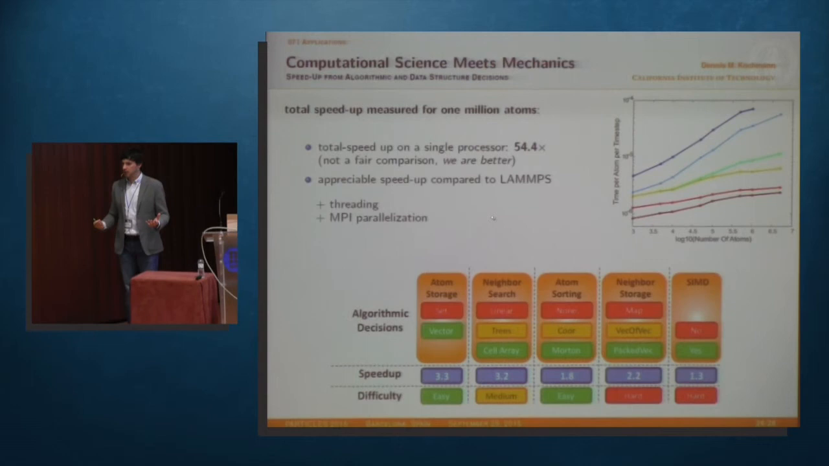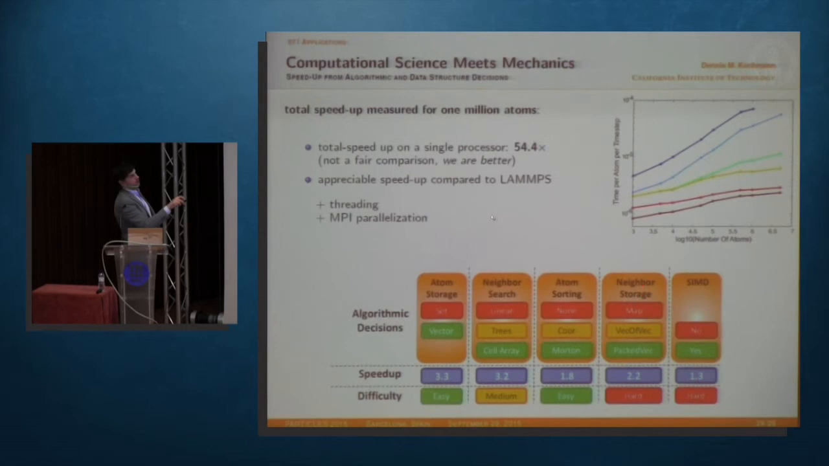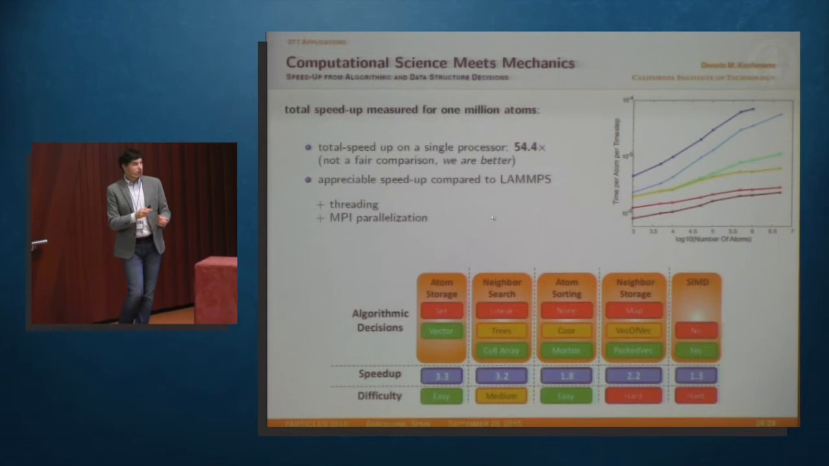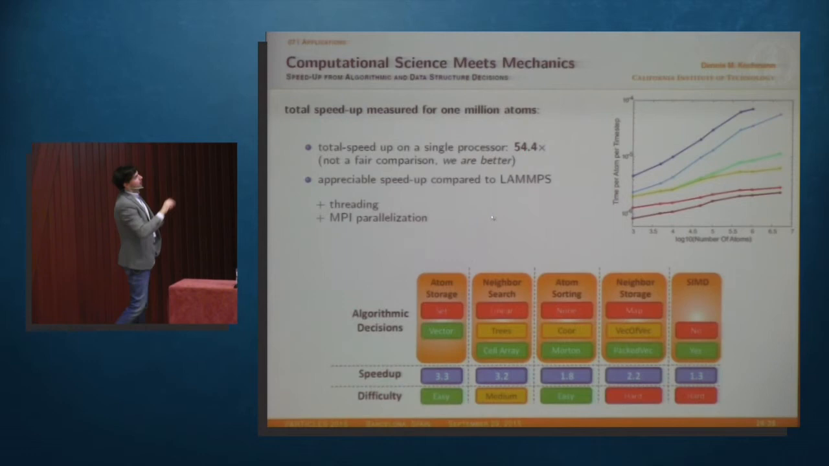How do we search for neighbors? How do we sort the neighbors? How do we store them in memory? How do we compute distances between particles and so forth? There are many things we can do, and by just going through this exercise, and Jeff Amling did all this, we reached speed ups on the order of 50 to 60 times, and this is all on a single core.